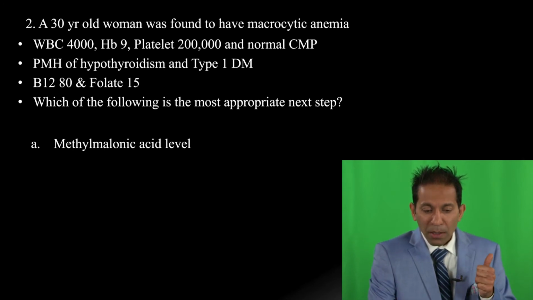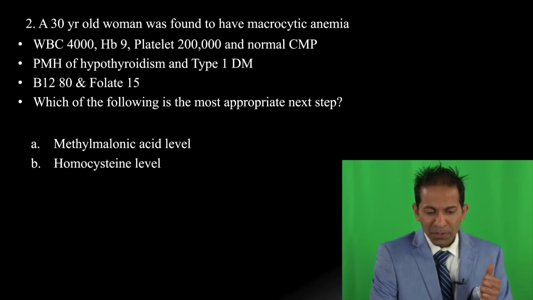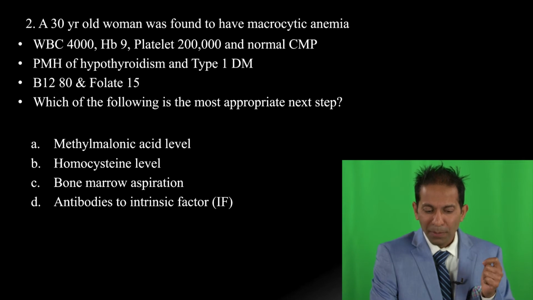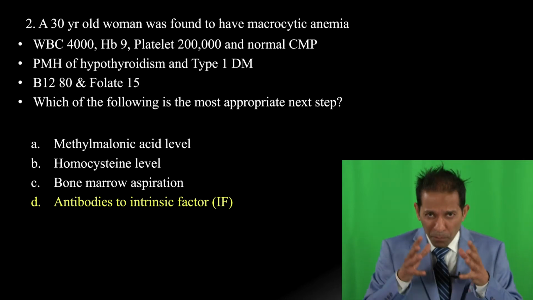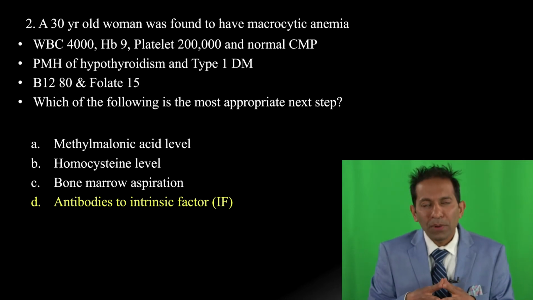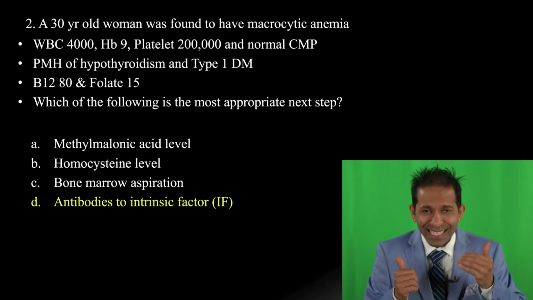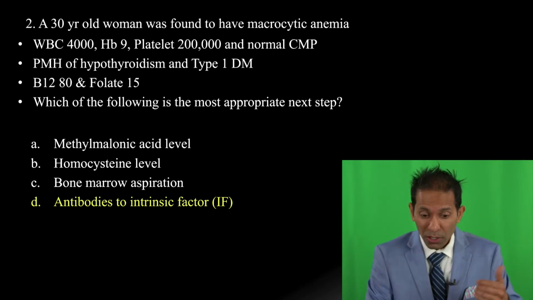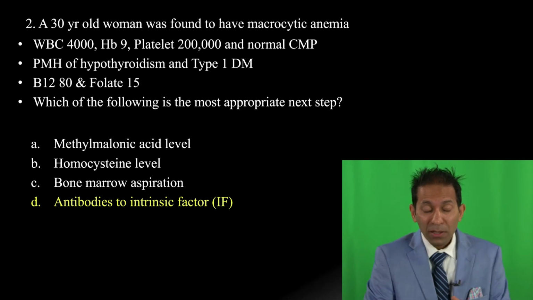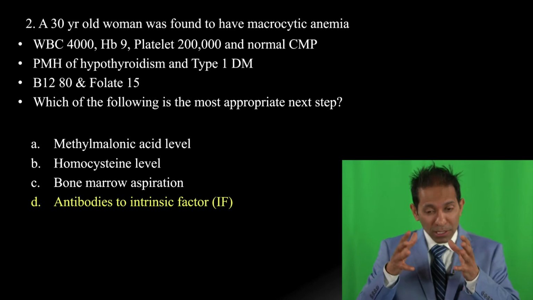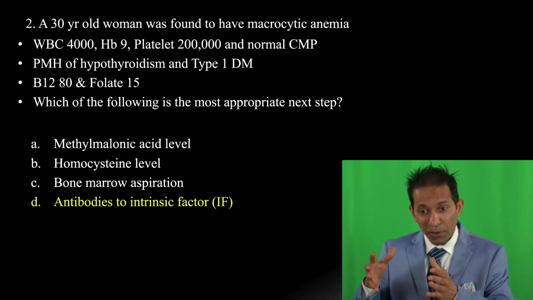Option A, methylmalonic acid level. Option B, homocysteine level. Option C, bone marrow aspiration. Option D, antibodies to intrinsic factor. Here the right answer is option D. This patient has pernicious anemia. Now pernicious anemia is seen in patients who have autoimmune disorders. This patient has hypothyroidism and type 1 diabetes mellitus, and patients who have hypothyroidism and type 1 diabetes mellitus can have pernicious anemia, they can have antibodies to intrinsic factor.